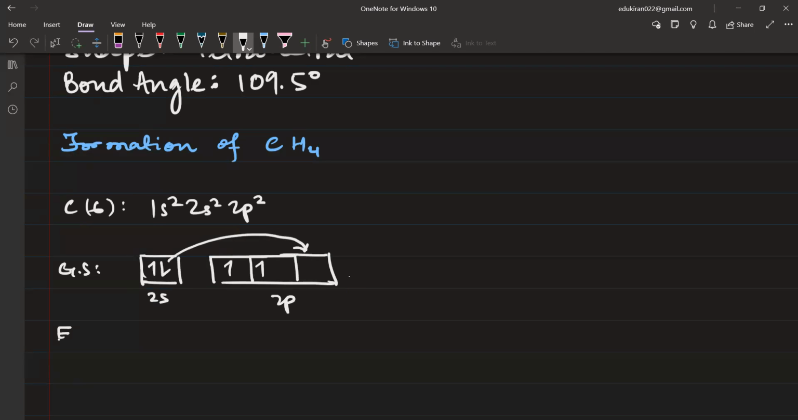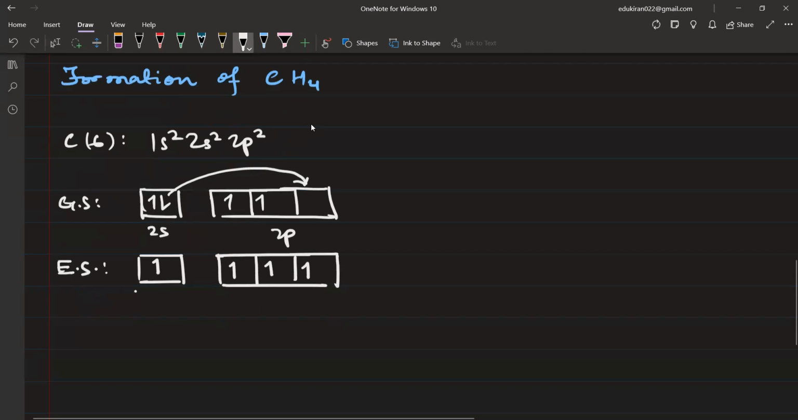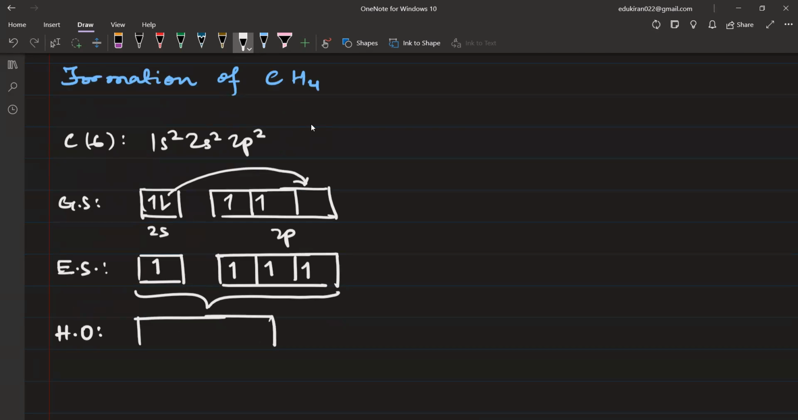And in the excited state, we are going to have one electron in the 2s, one electron in each orbital of 2p. Now we have the four orbitals. Now we have 1s and 3p, all of them will mix together, leading to formation of the hybrid orbital. These hybrid orbitals will have the same energy, so I will club them in one, two, three, and four with one electron on each of these orbitals. All of these are sp3, sp3, sp3, and sp3 orbitals, okay?